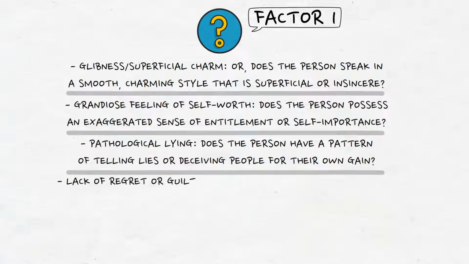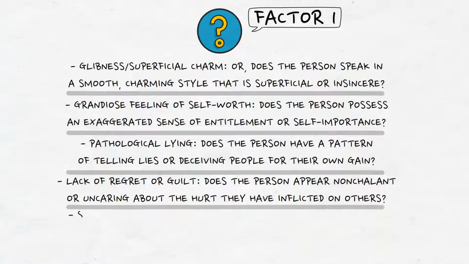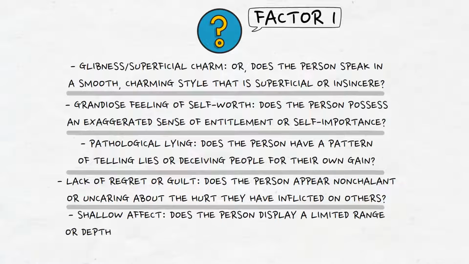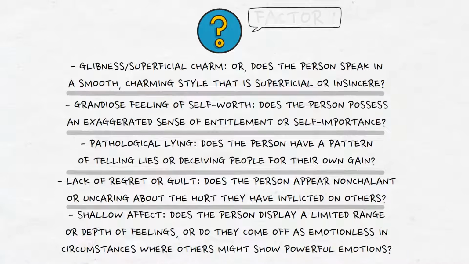Lack of regret or guilt. Does the person appear nonchalant or uncaring about the hurt they have inflicted on others? Shallow affect. Does the person display a limited range or depth of feelings? Or do they come off as emotionless in circumstances where others might show powerful emotions? On the other hand, Factor 2 covers the following questions.